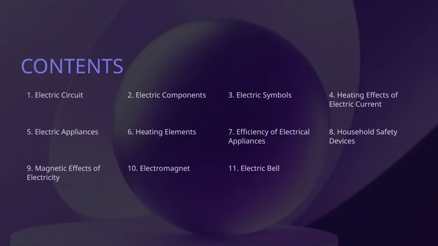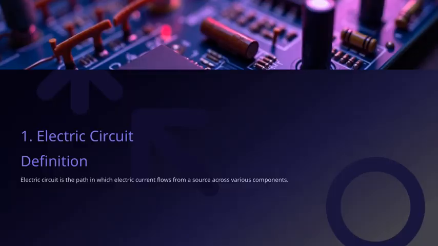Throughout this presentation, you'll see how all these topics connect to give us a comprehensive understanding of electricity and its role in our everyday lives. Let's talk about what an electric circuit actually is. Essentially, an electric circuit is a path through which electric current flows.